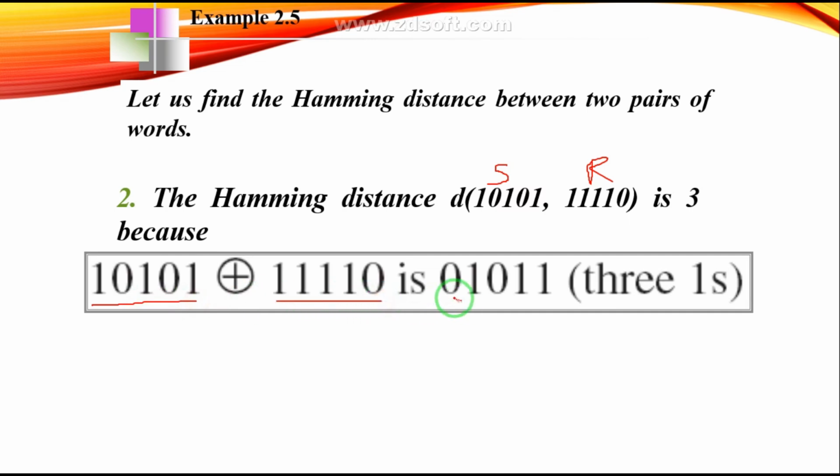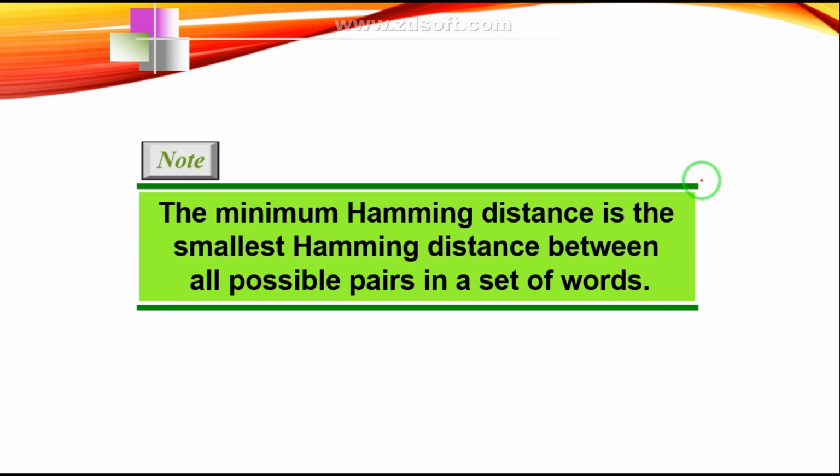and you would get the result of XORing these two patterns. You would find three ones are there, it means three changes are there, three corrupted bits are there. So that's why the Hamming distance is 3. Now let's find the Hamming distance for the code words.